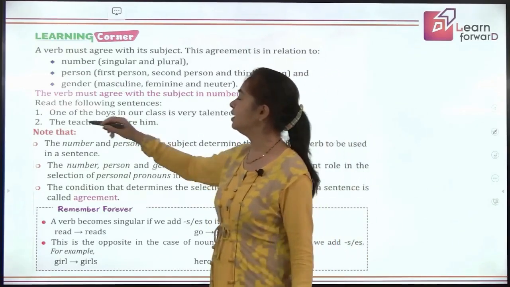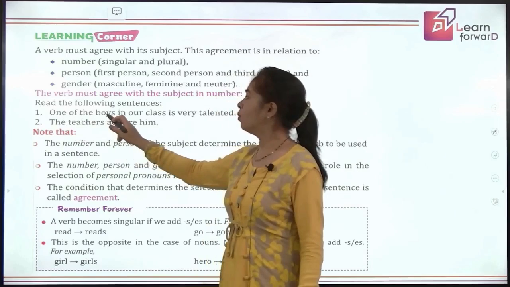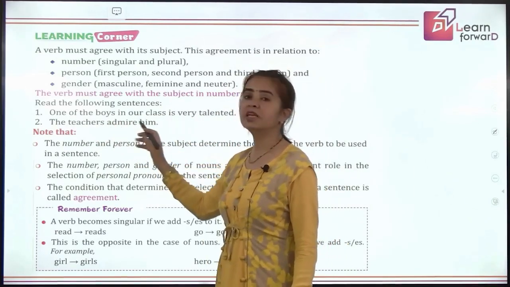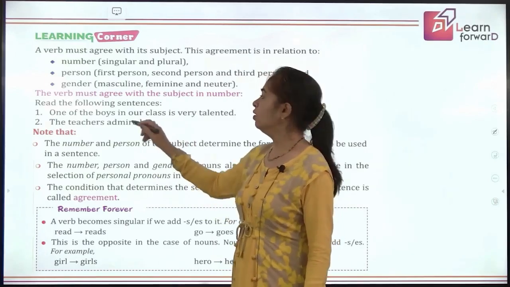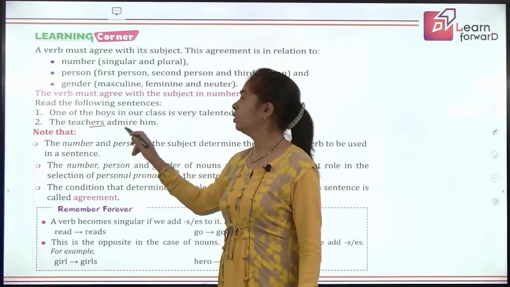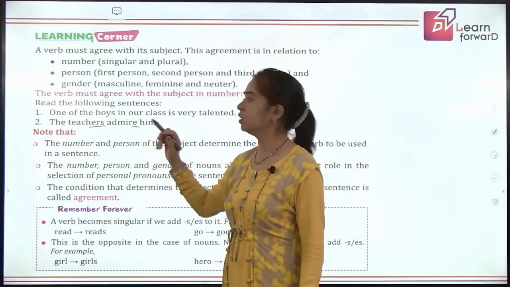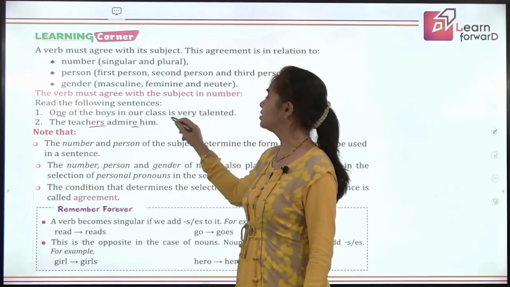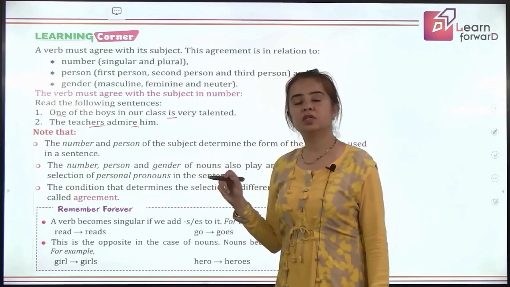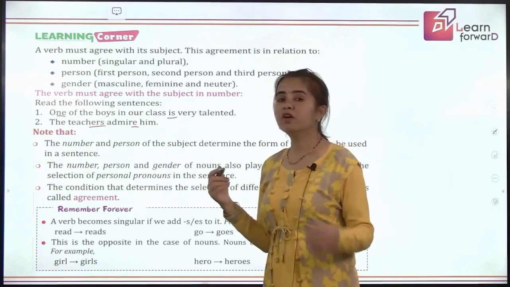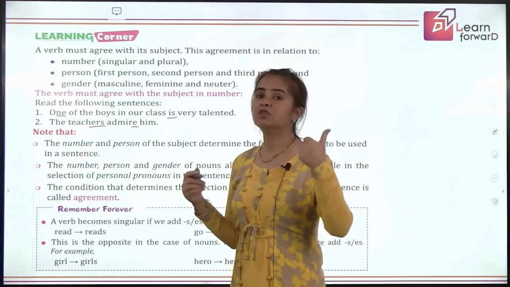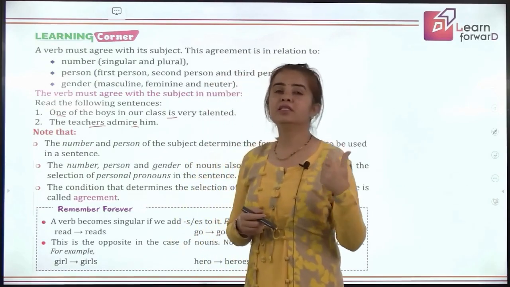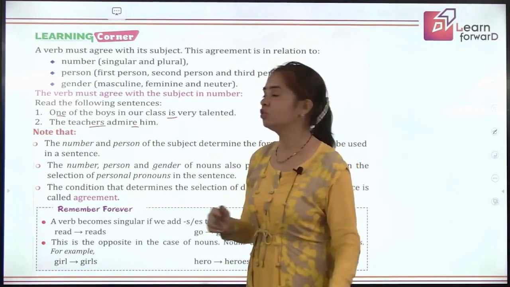Let's read these sentences. One of the boys in our class is very talented. The teachers admire him. So we are talking about teachers in plural. We are not using s with the verb. We are talking about only one of the boys in the class. So we are saying the verb in singular, that is. So this is what we have learned with is, are, am the difference, was, were the difference, use of s, es with the verb in simple present tense. There we have to be more careful.